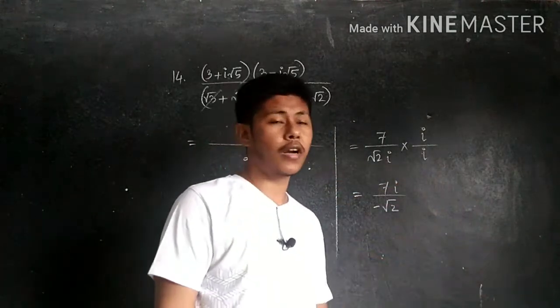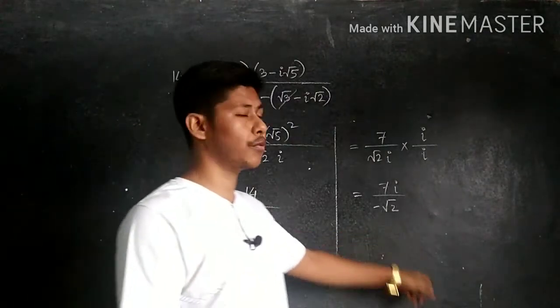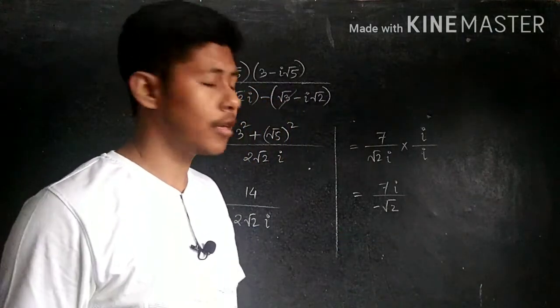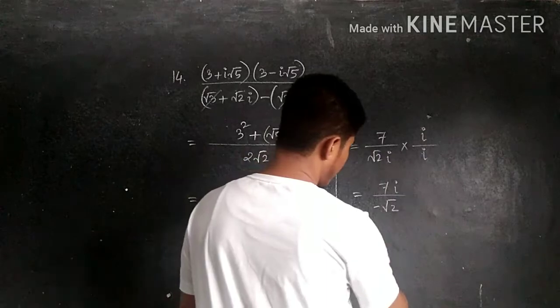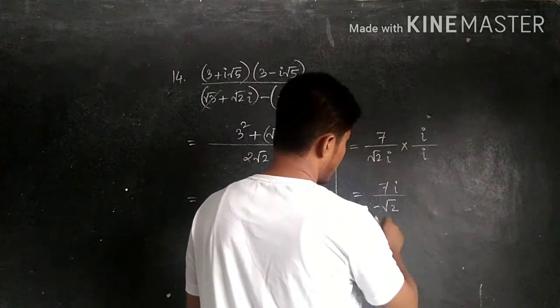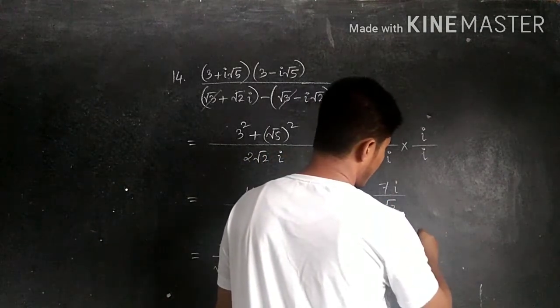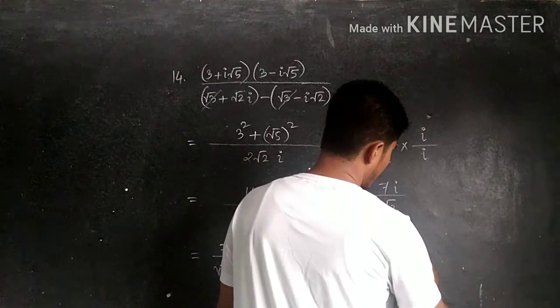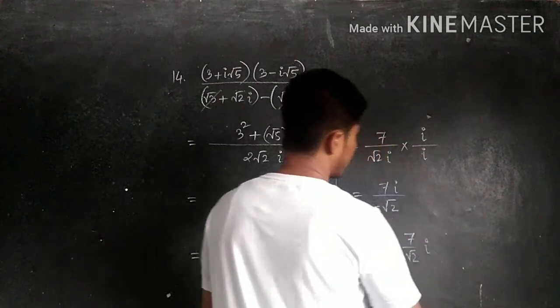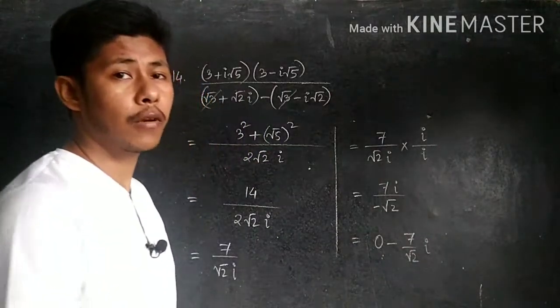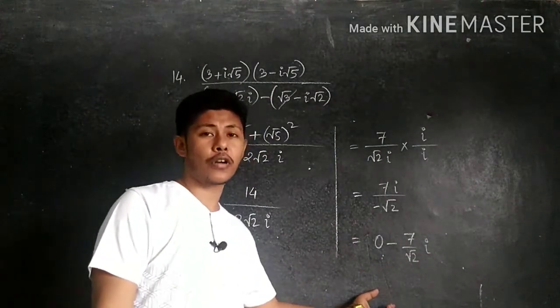7i into i square means minus 1, so we get minus root 2 here. We have to convert this into a plus ib form. So we can simply write 0, and here you see minus is there, so we write minus 7 by root 2 i. Is it clear? If you calculate the result in this way, then it is also correct.